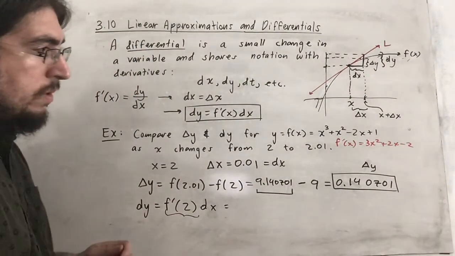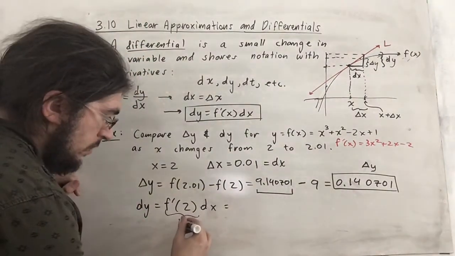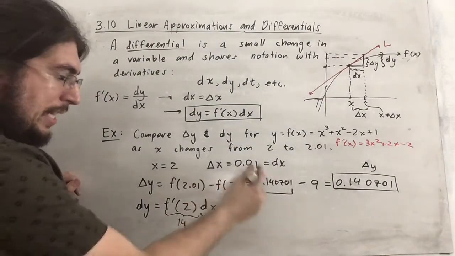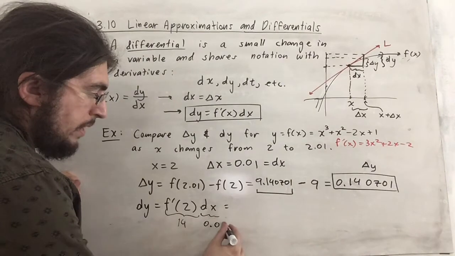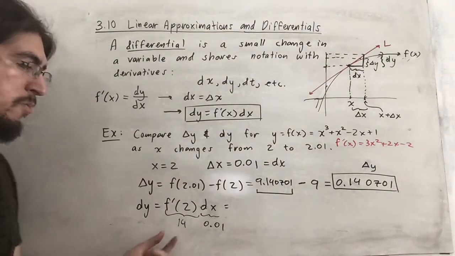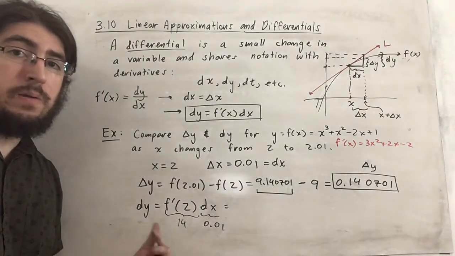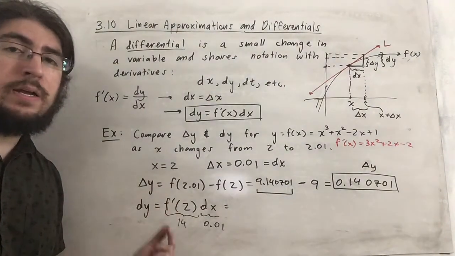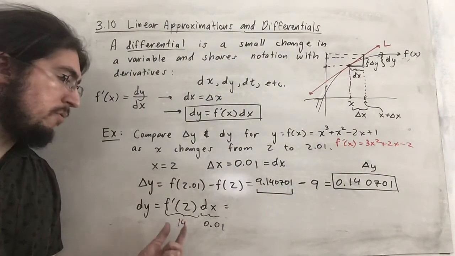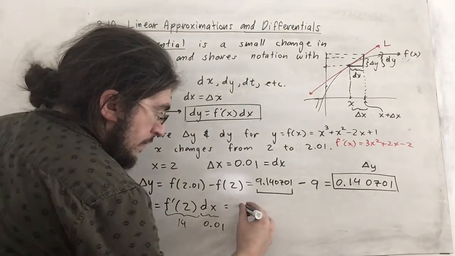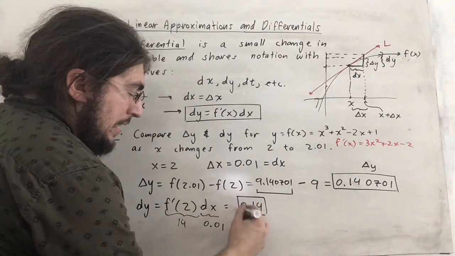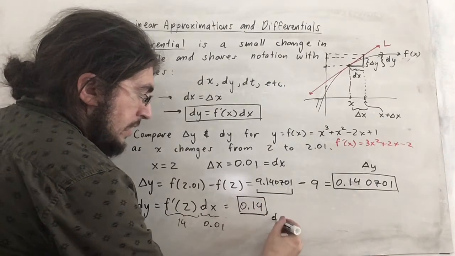Let me double check real quick that that makes sense. Yep, good, we get 14, and we know dx is the same as delta x, which is 0.01. Now if you multiply 14 by 1, you get 14. If you multiply 14 by 0.1, you get 1.4. If you multiply 14 by 0.01, you get 0.14. Nice. So this is dy.